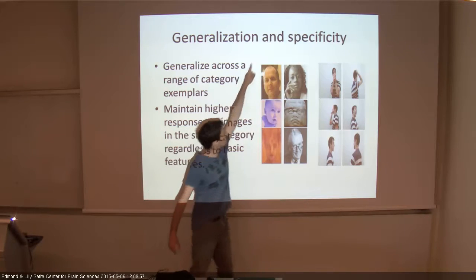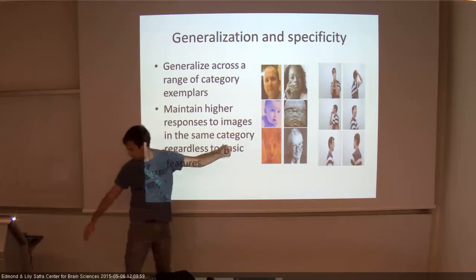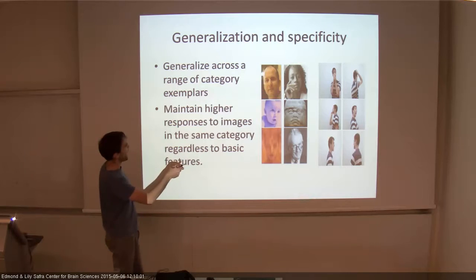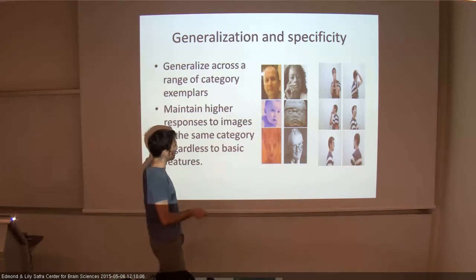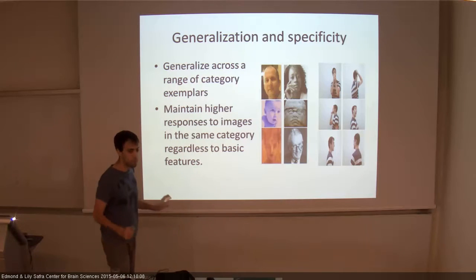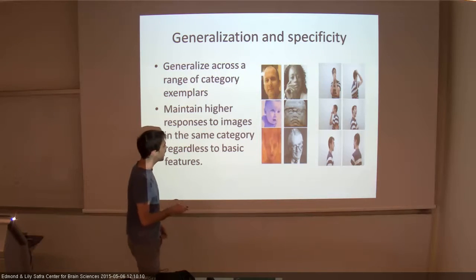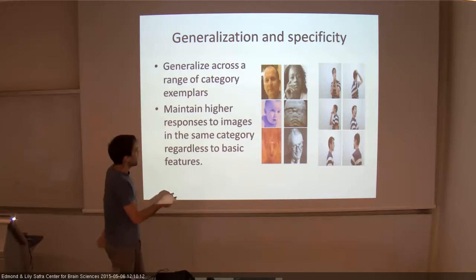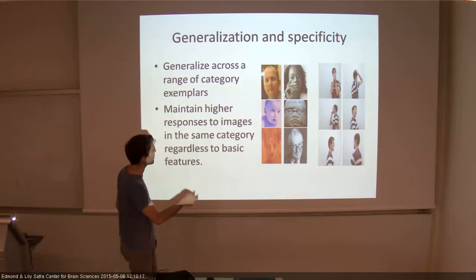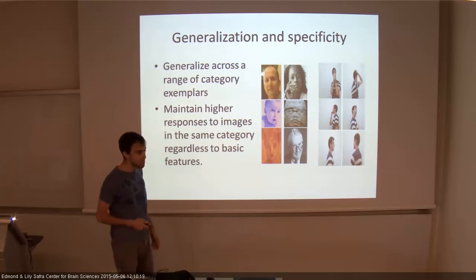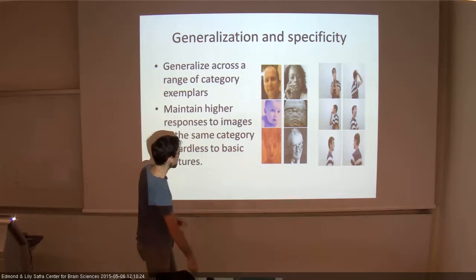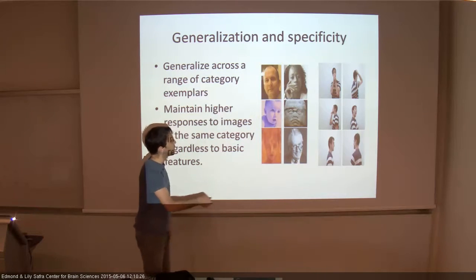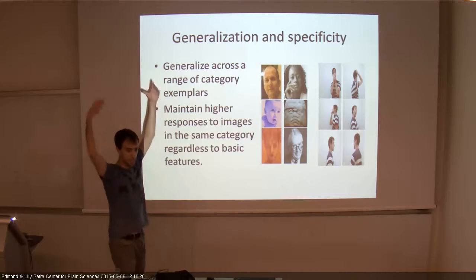So for example, you can see these photos here. If we talk about basic features, each and every one of them is very different from another. We have different contrasts, we have different orientations. Even here we have a painting, and this is a statue. However, we can see easily that these are all faces. So this is a very good ability to generalize over low-level features in order to see and categorize something at a higher level.